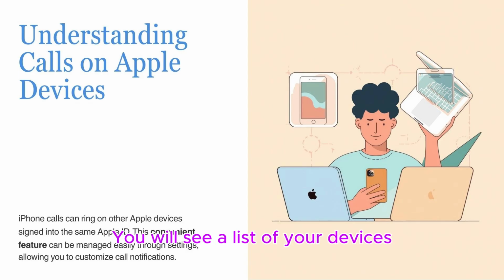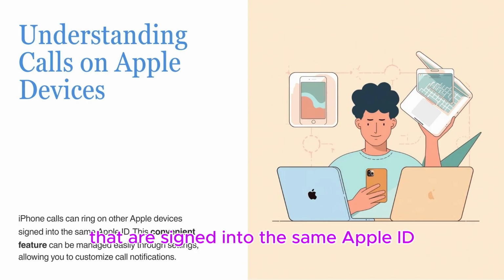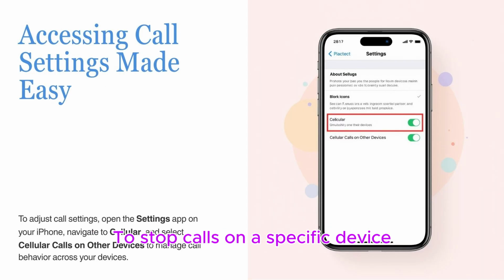You will see a list of your devices, like your iPad or Mac, that are signed into the same Apple ID. To stop calls on a specific device, find it in the list and tap the toggle switch to turn it off. It will turn from green to white.